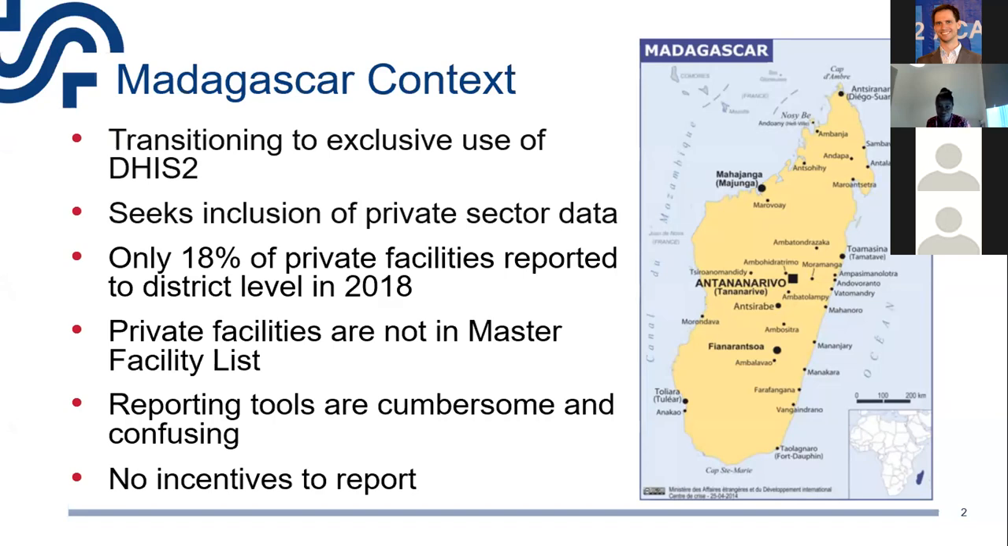Actually, the facts are that the private facilities are not in the master facility list. The reporting tools are cumbersome and confusing because they are composed of 10 to 12 pages of tables, and the indicators should be calculated manually.